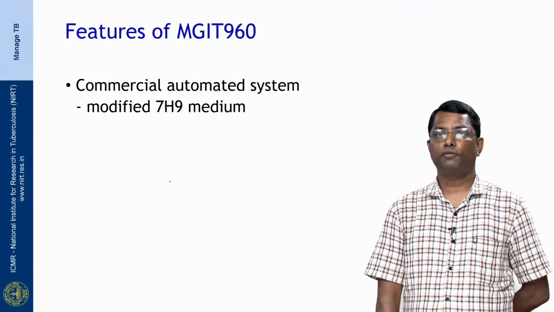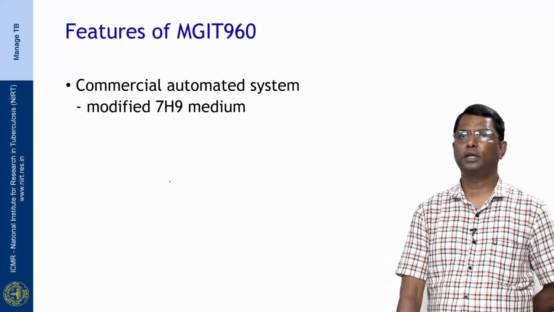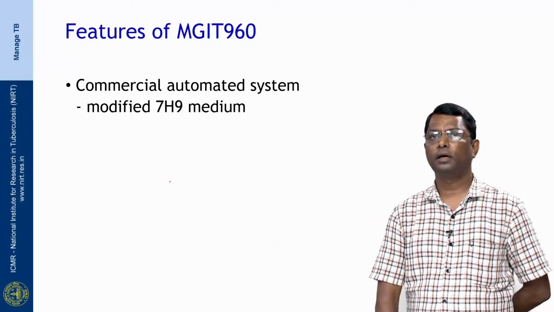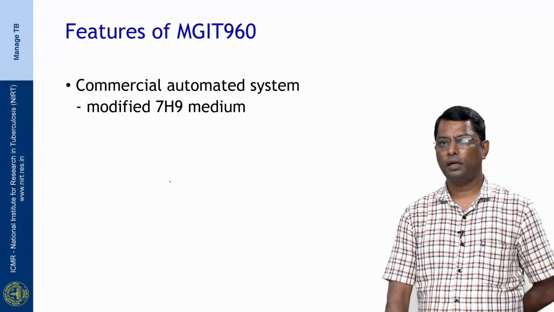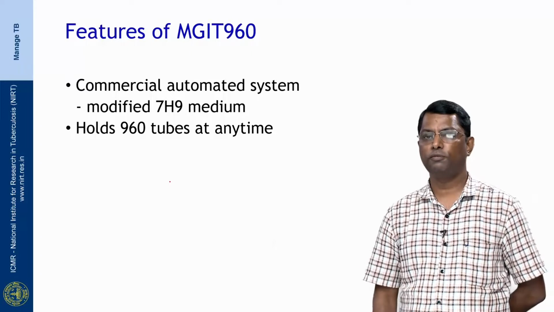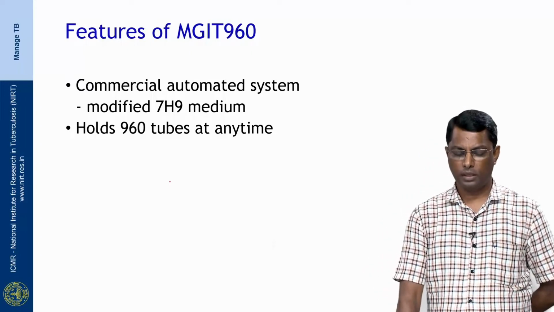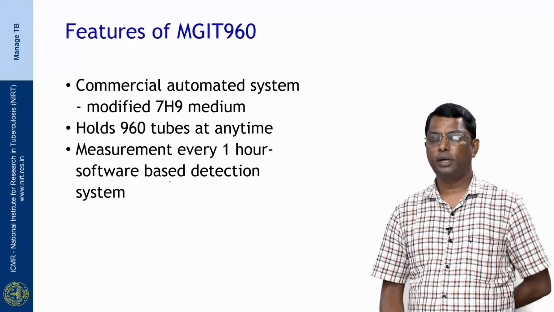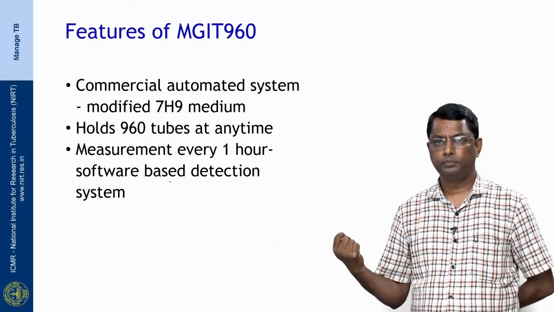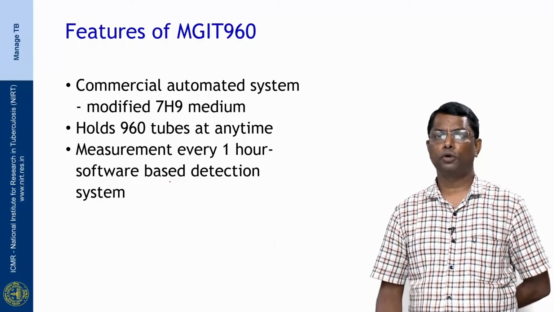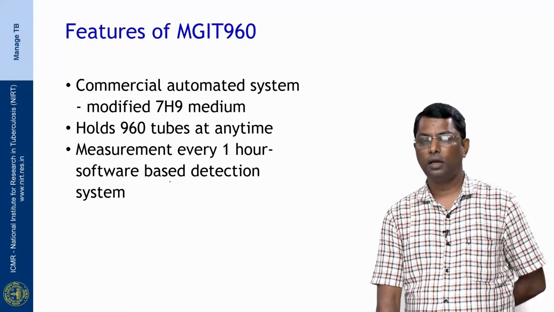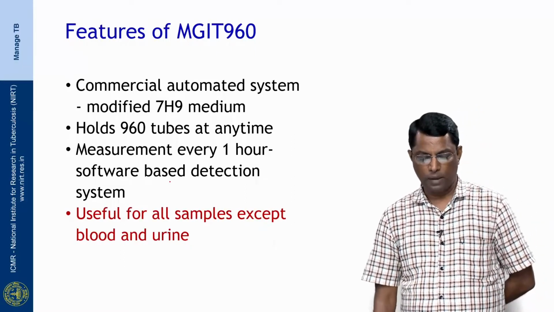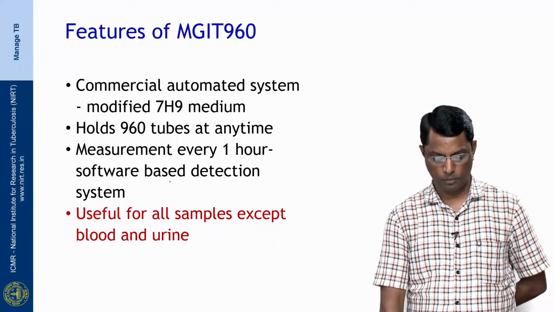Now coming to the features of the MGIT960, which is a popular method of liquid culture. It is by Becton and Dickinson, and it's a commercially automated system, and it has modified 7H9 medium for its growth, and it can hold up to 960 tubes at any point of time. So the advantage is auto measurement, wherein the machine measures for the growth of Mycobacterium every hour, and this is a software based methodology. It is useful for all the samples except for blood and urine.